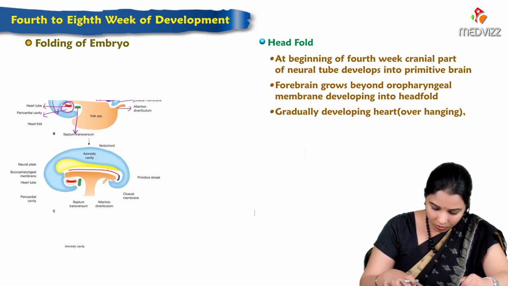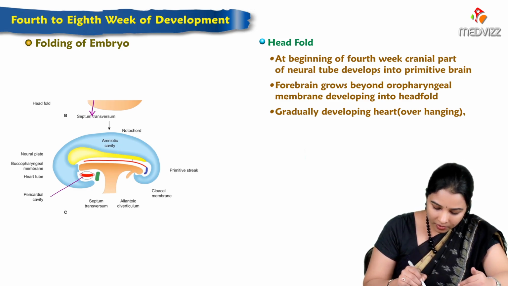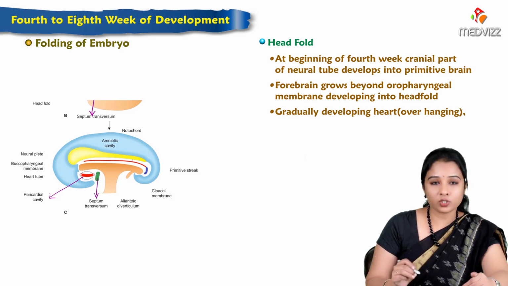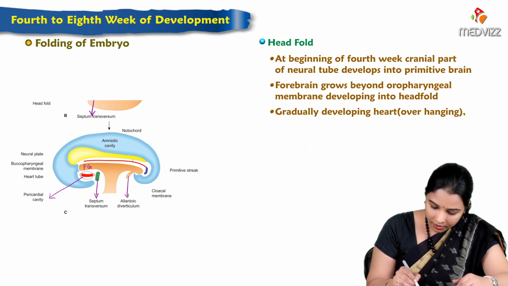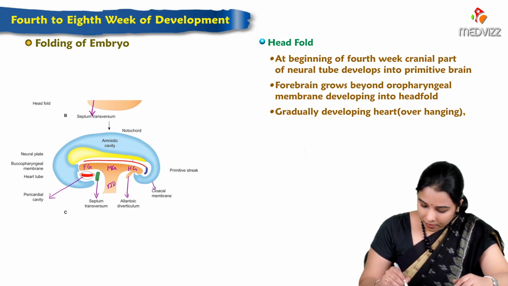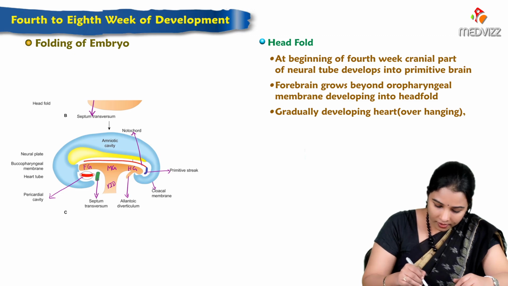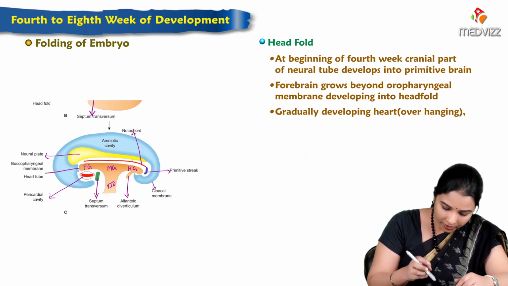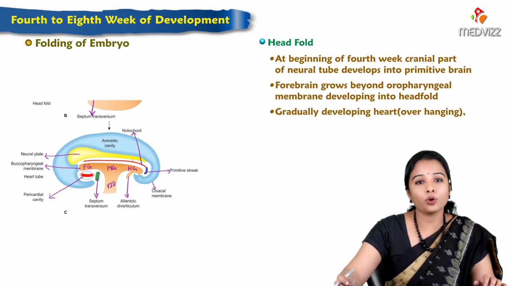So if you see here still more closely, this is the head fold. The pericardial cavity, initially it was cranial, it becomes ventral. And here is the septum transversum which forms the diaphragm mainly, and the allantoic diverticulum is present in the hindgut. This is the foregut, this is the midgut, and this is the hindgut. And we can see this is the vitellointestinal duct. Okay, and here is the cloacal membrane and primitive streak, and we can see the notochord is still persistent here, and this is the neural plate which forms the neural tube, and this is the buccopharyngeal membrane. So we can see the head fold grows beyond the buccopharyngeal membrane or prochordal plate.